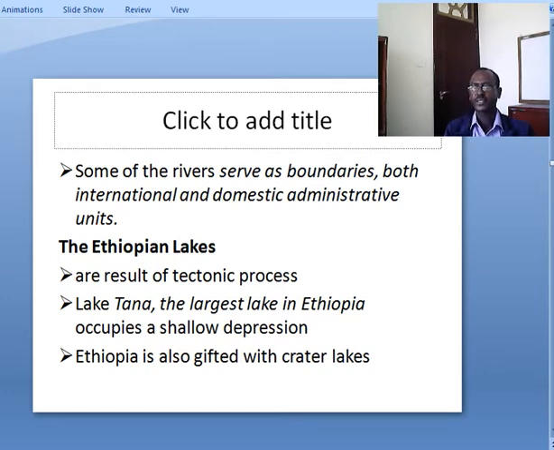Second, the Ethiopian lakes. The Ethiopian lakes are the result of tectonic processes. When intrusive forces form different features on the crest of the earth, the Ethiopian lakes were formed also as a result of this. Lake Tana, the largest lake in Ethiopia, occupies a shallow depression, and Ethiopia is also gifted with crater lakes.